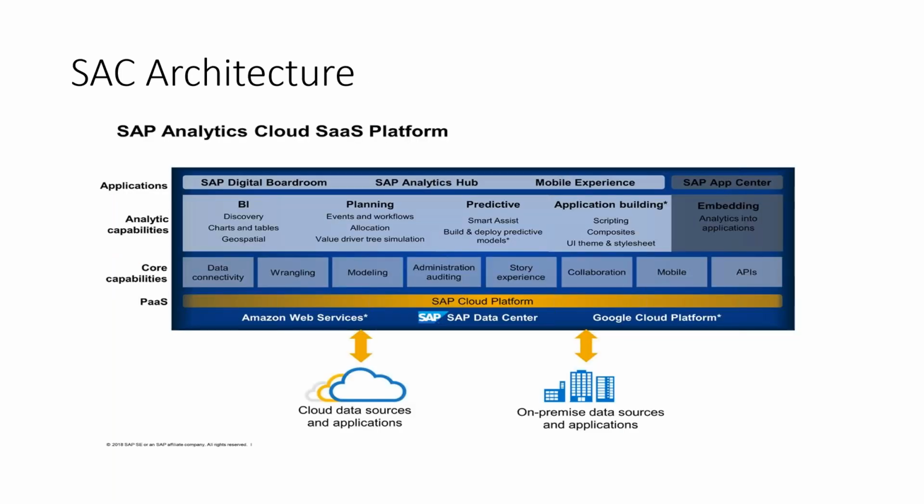So this is the architecture. SAP Analytics Cloud works on cloud platforms like AWS, SAP Cloud Platform, or Google Cloud Platform. It can be connected with on-premise or cloud applications to fetch the data, and it has core capabilities of data wrangling and modeling, and analytic capabilities like BI, planning, prediction, and application building. This app center is coming up. It also has some custom applications like digital boardroom, Analytics Hub, and SAC Mobile.